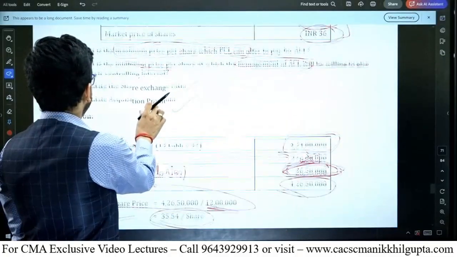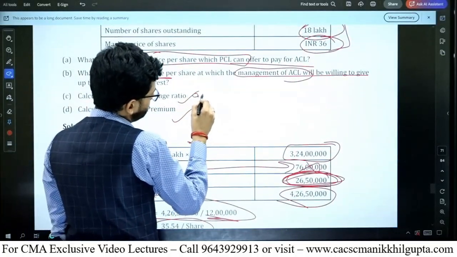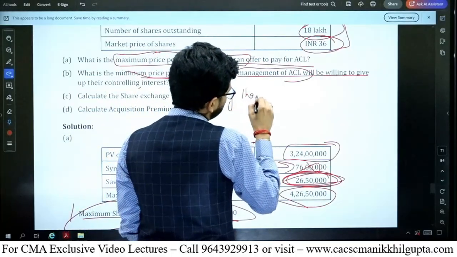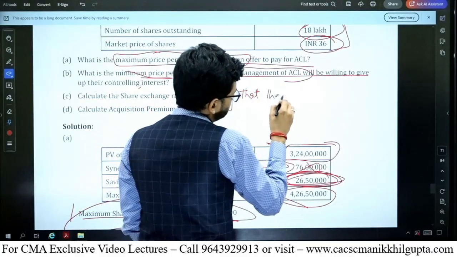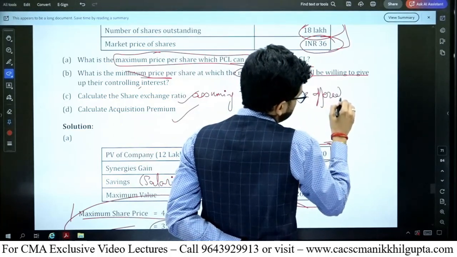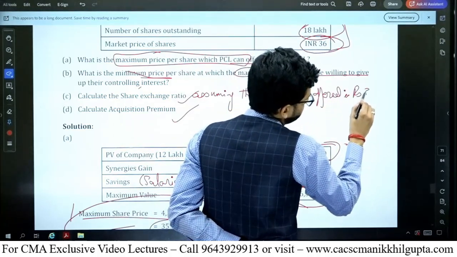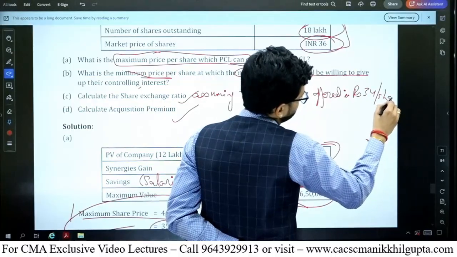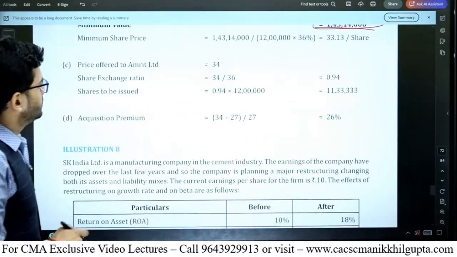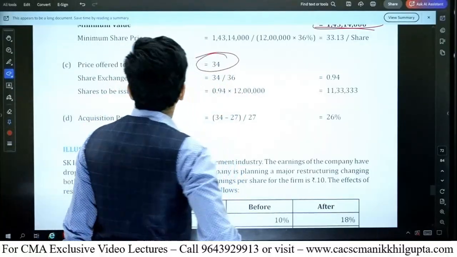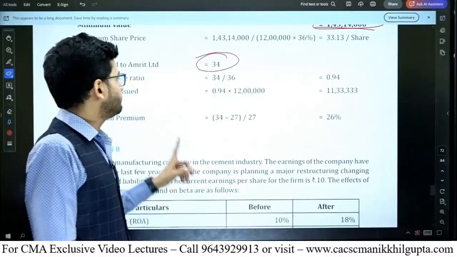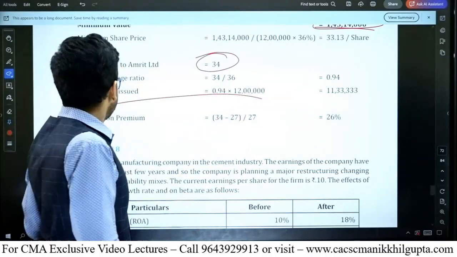Okay, now in part 3, calculate the share exchange ratio. You add on one thing, assuming that the price offered is rupees 34 per share, because this information is required to be given in the question to solve this question. Calculate the share exchange ratio. 34 is the value of the price which is offered to Amrit Limited shareholders, then 34 divided by 36.94 multiplied by 12 lakh is the share exchange ratio.